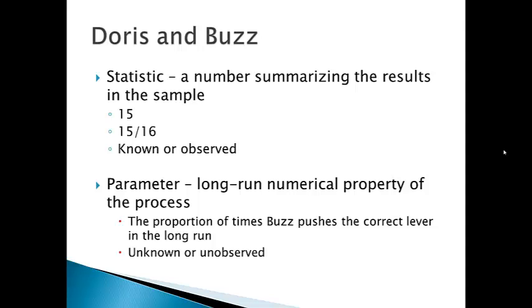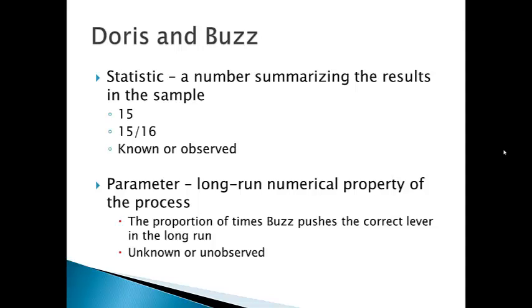Contrast this with the parameter. The parameter is the long-run numerical property of the process. In this case, it's the proportion of times Buzz pushes the correct lever in the long run, as if we had watched Buzz and Doris do this experiment over and over and over again. The parameter is what we don't know. It's unobservable. We can't watch Buzz and Doris in the pool doing this experiment forever.